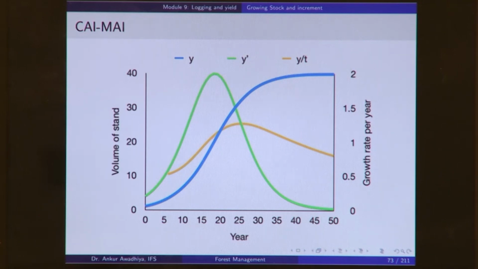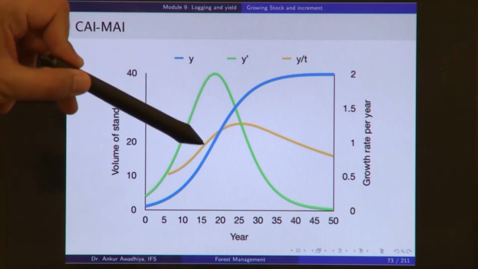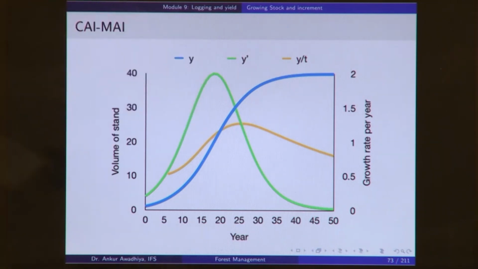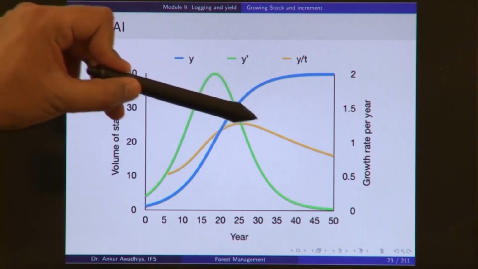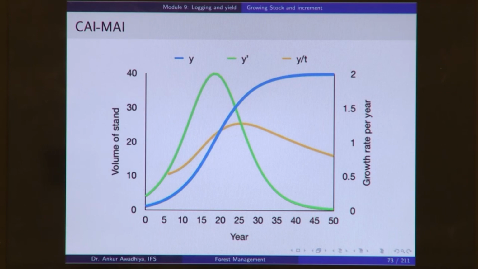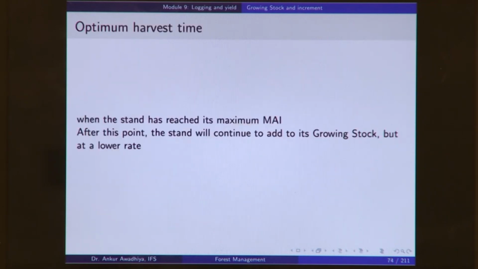So, the crucial thing to remember is CAI is maximum at the inflection point where the rate of growth is maximum, and MAI is maximum where the CAI and MAI curves cut each other. And this cutting is important because it tells us the optimum harvest time. So, the optimum harvest time is the time when the stand has reached the maximum MAI, or the point where the CAI and MAI cut each other.